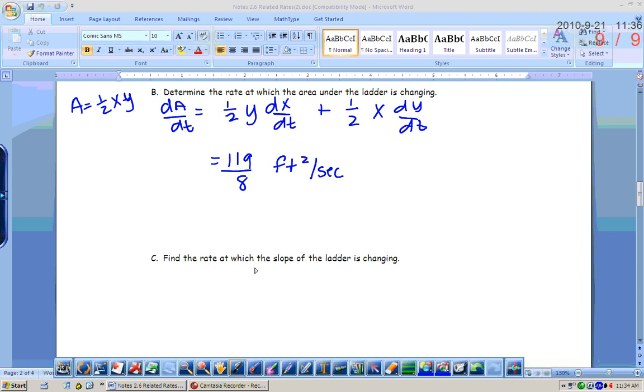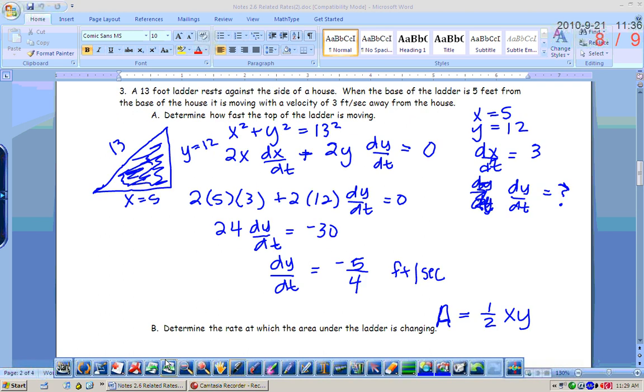All right, find the rate at which the slope of the ladder is changing. What's the slope of this ladder? Okay, well, at that instant, it's 12/5, but in general, the slope is y over x. It's just rise over run. The slope of this hypotenuse right here is the rise over the run, and I'm going up y units and over x units.